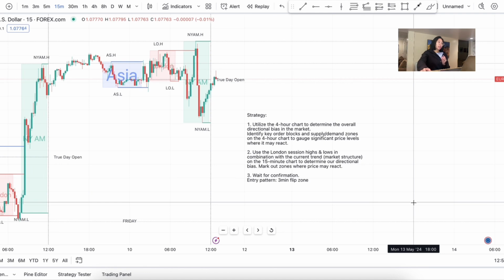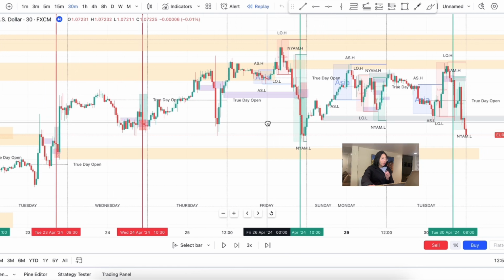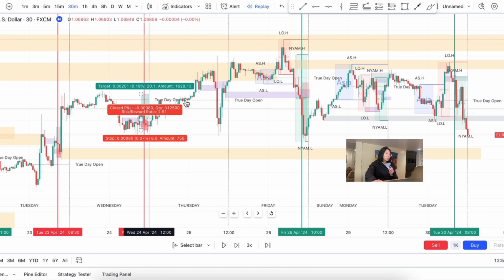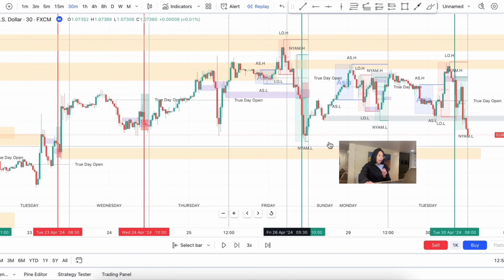So yeah, I pretty much backtested the strategy with this entry criteria, the 3-minute flip zone. So I went back to April 1st and used the bar replay tool. And for every win and loss, I marked with either red or green. So if I lost, I would put a red here, like a red line. Then if I won, I would put a green line.